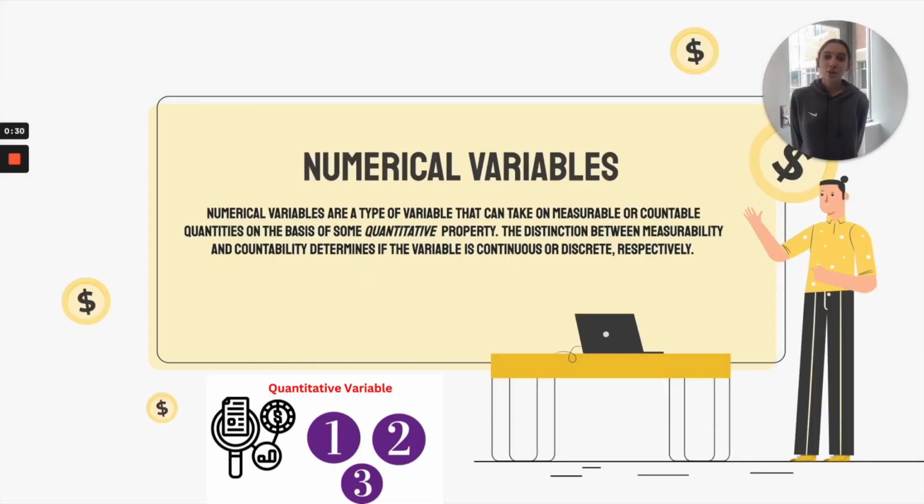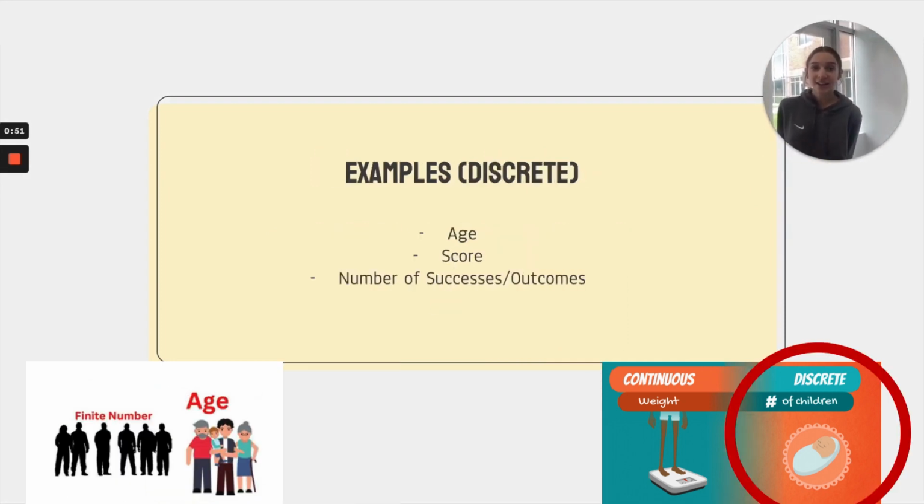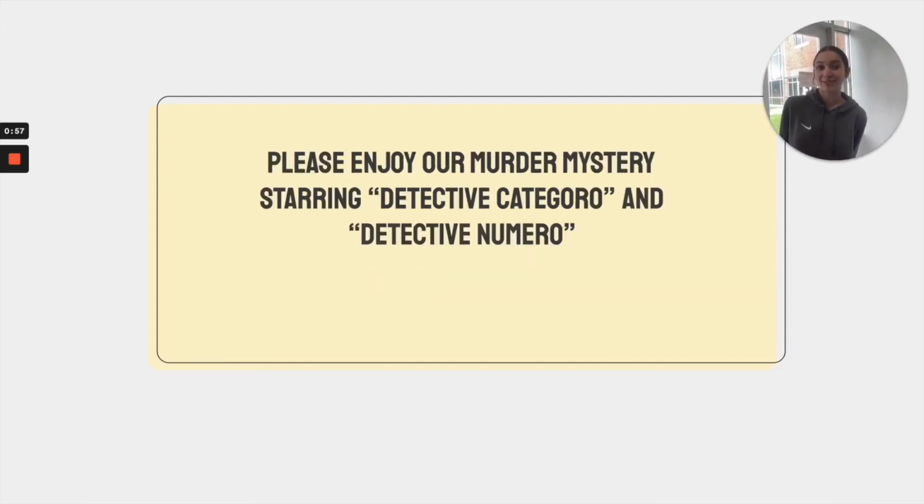Some examples would be race, gender, educational level, and zip code. Numerical variables are a type of variable that can take on measurable or countable quantities on the basis of some quantitative property. This distinction between measurability and countability determines if the variable is continuous or discrete, respectively. Some examples of continuous would be height, speed, area, length, and distance. And some examples of discrete would be age, score, number of successes, or outcomes.